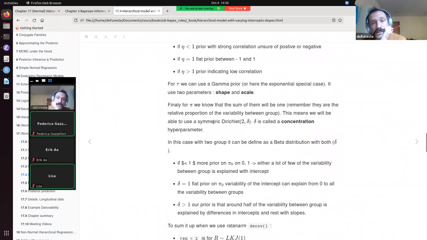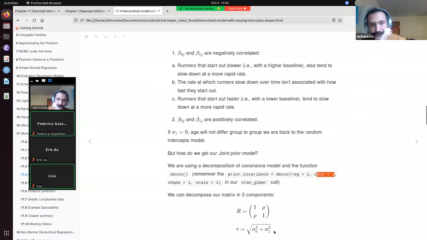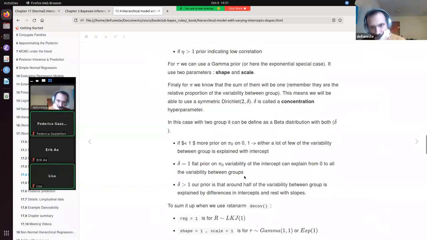So for that, we can use a symmetric Dirichlet distribution. This one is easy because we have two parameters. This is the first component of the Dirichlet distribution. It can take n parameters, and it takes a concentration hyperparameter, delta. If this delta parameter is inferior to one, that means we will have either a strong variability or little variability between groups.